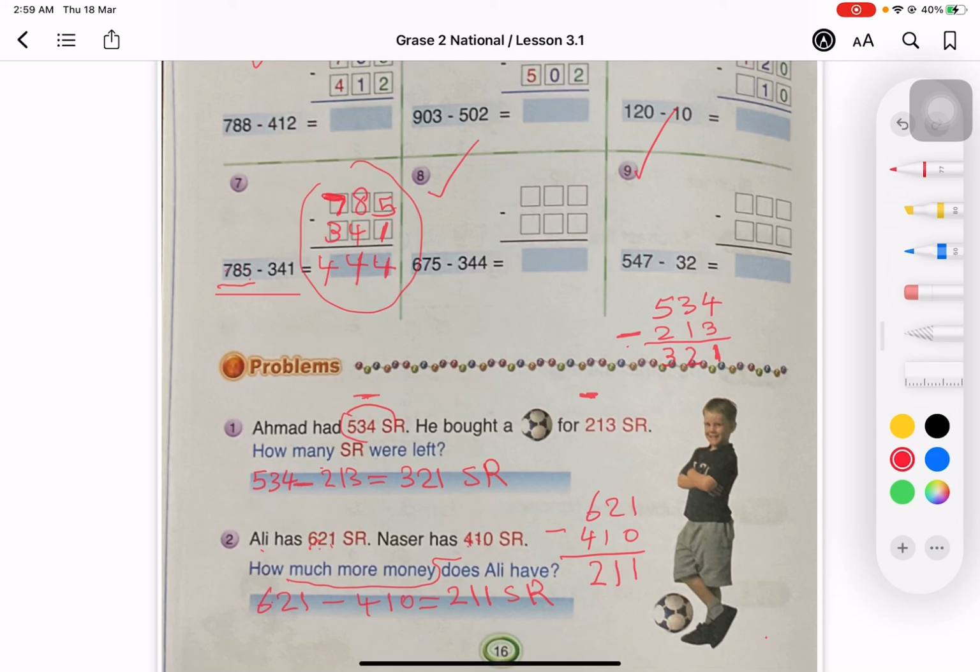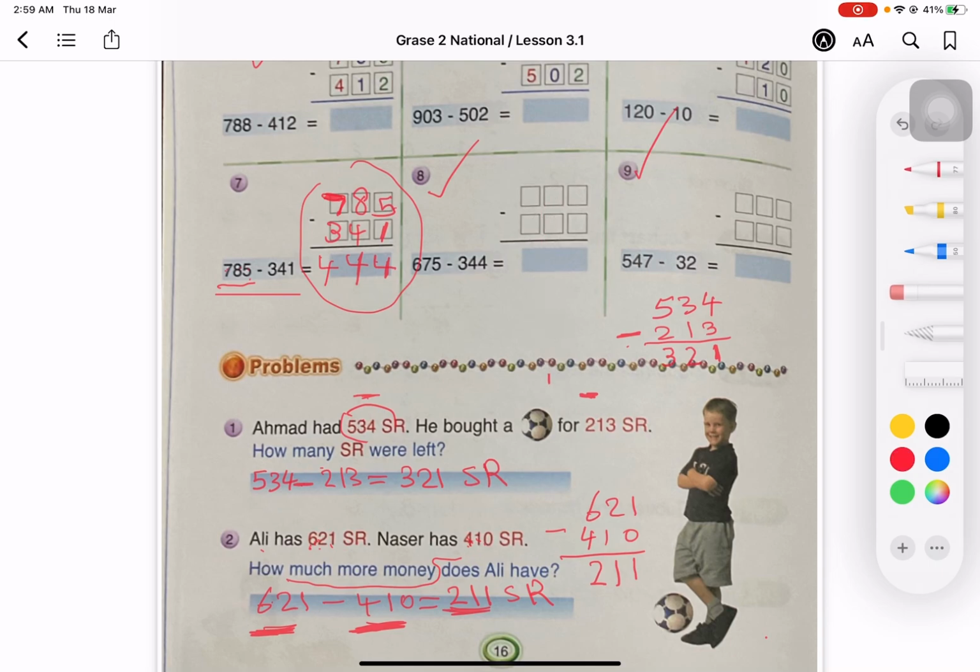Okay, again I will repeat the question. Ali has 621 riyal, Nasser has 410. Nasser has less than him. So how much less? To know how much less, you need to subtract. Start with the money Ali has, subtract from it the money Nasser has. The number you will get will be the difference between Ali's money and Nasser's. Okay, did you understand, grade 2? So this was on page 13.